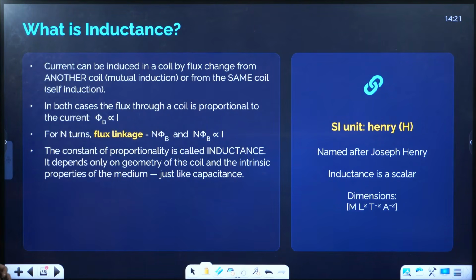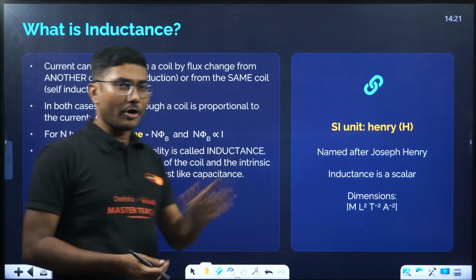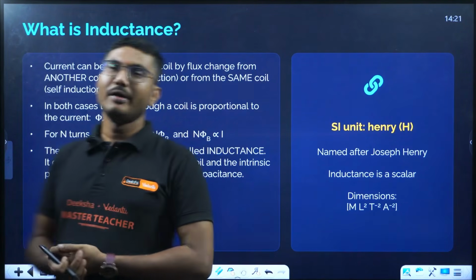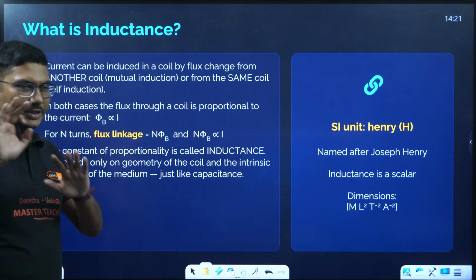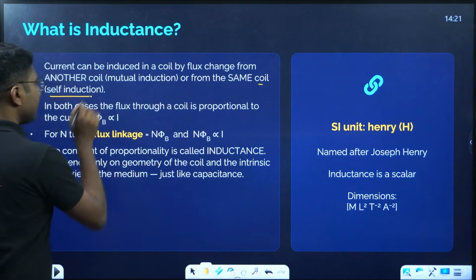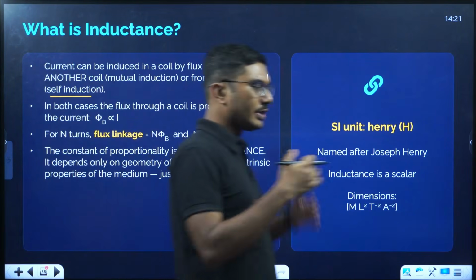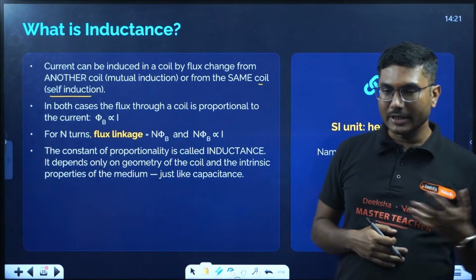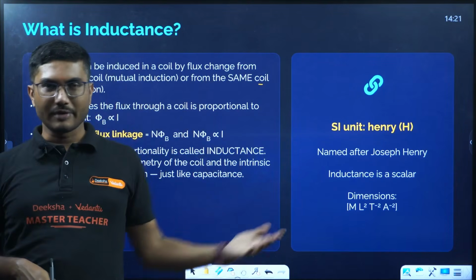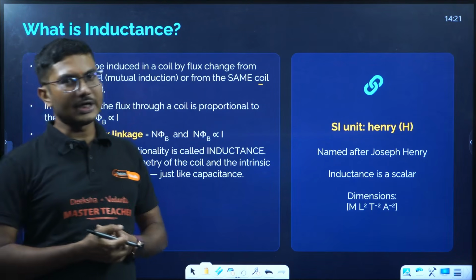Now if it is from the same coil, then it is called self-inductance. Now how can it be the same coil? Okay, we will see. Just keep self-inductance pending for some time. I will explain self-inductance. Mutual is basically between two coils. One coil has current, another coil does not. So when I have a current, you should also have a current. So one coil is influencing the other one.